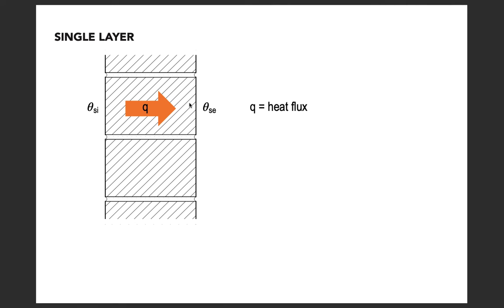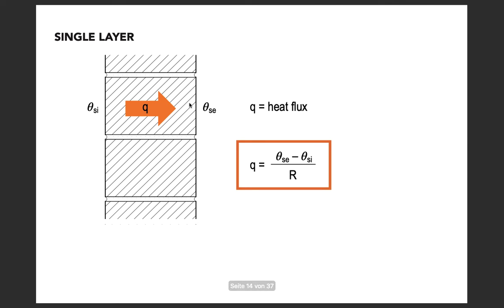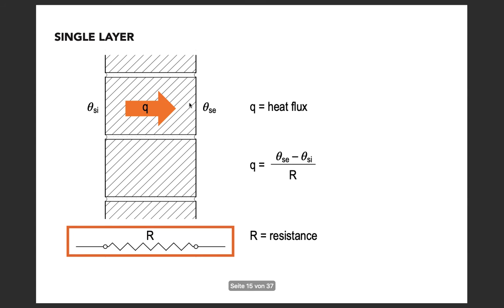So looking at heat flux in building physics, we express heat flux using the letter Q, as indicated on that arrow in this construction. And it's calculated by theta SE, which is the temperature on the outside surface, minus theta SI, which is the temperature on the inside, divided by R. And R in this case is the resistance of the material where the heat flux is traveling through.